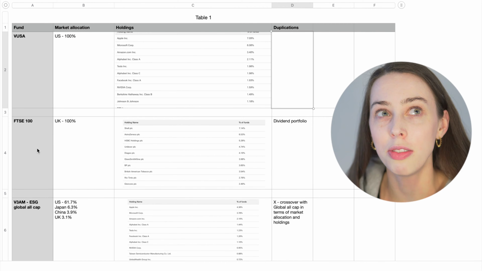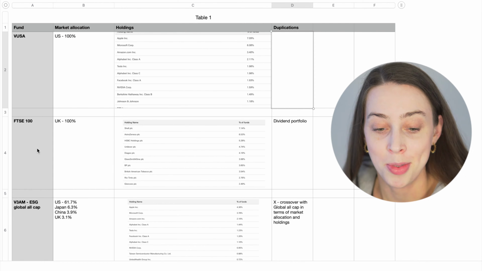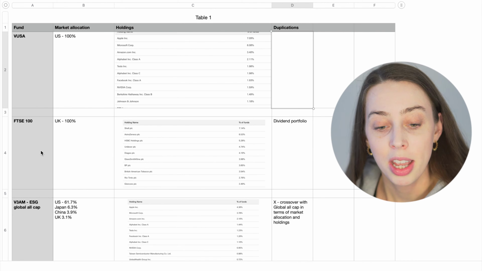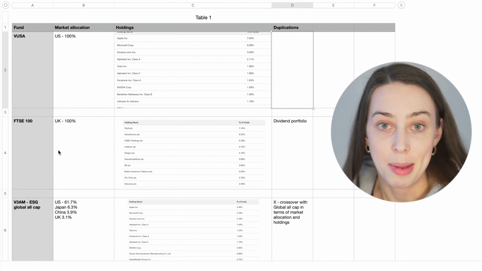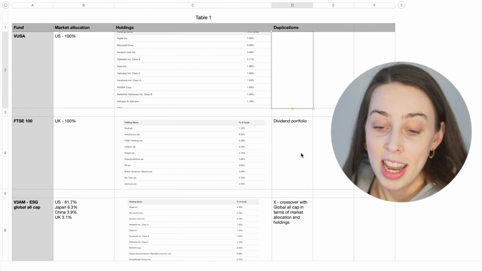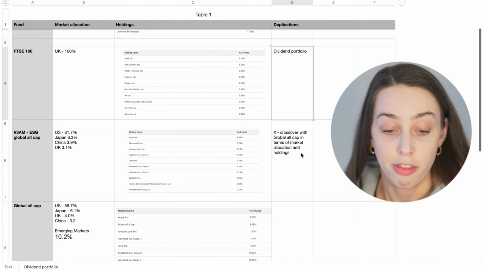So I was exposed to that a little bit more than anything else. So I invested into that to begin with, and that's why that is in my portfolio. That is 100% into the UK market, obviously. And again, I've put the top holdings. Now, I will get to the duplication section in a minute. I'm just briefly running through what I have.